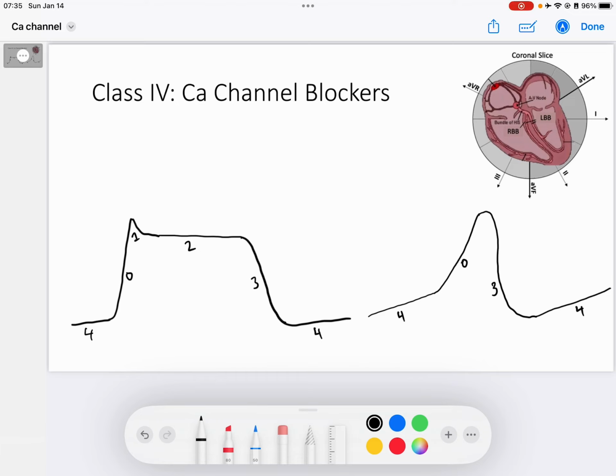So, as the name suggests, they block calcium. And what calcium channels do they block? Well, they really are mostly selective for the calcium channels in our pacemaker potential, when calcium is coming into the cell in phase 0, right? So this is our pacemaker potential here on the bottom right. And so by blocking calcium channels in this pacemaker potential, what is that going to do?